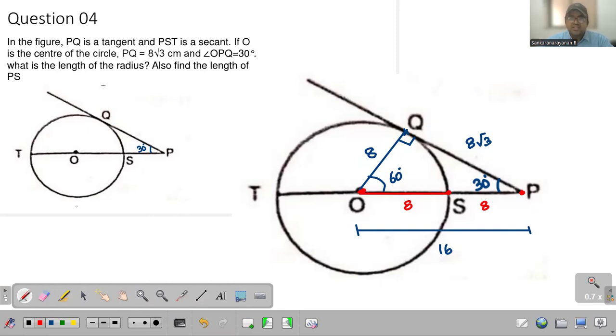Okay, so the two questions that were asked: what is the measurement of the radius? I can answer that question now. The radius will be equal to 8. It's given in centimeters, so 8 centimeters. And they are also asking you to find the measurement of PS. I can see PS will also be equal to 8 centimeters. In this manner, we have answered the two questions that were asked. Okay, so let's consider the next question here.